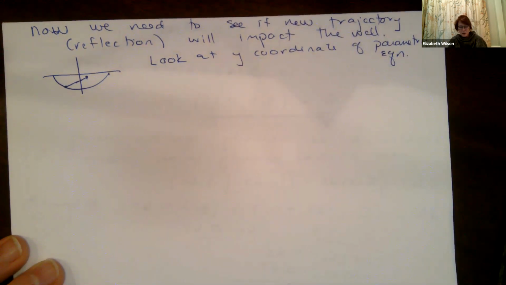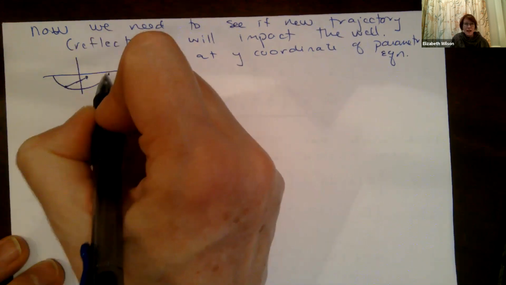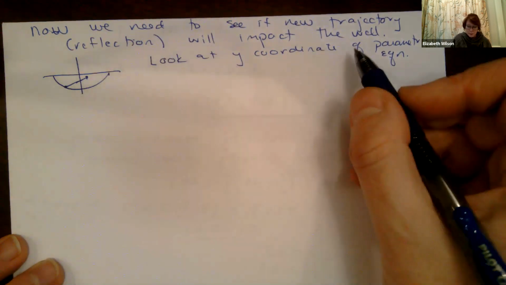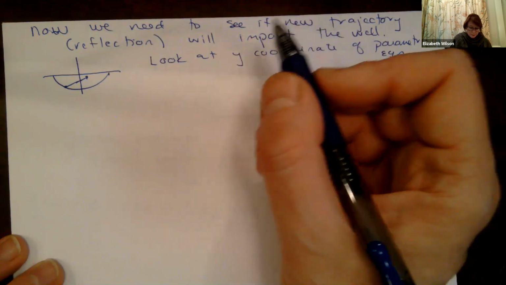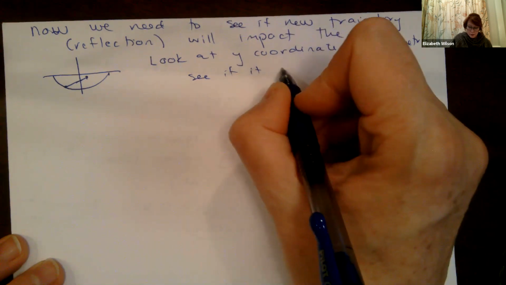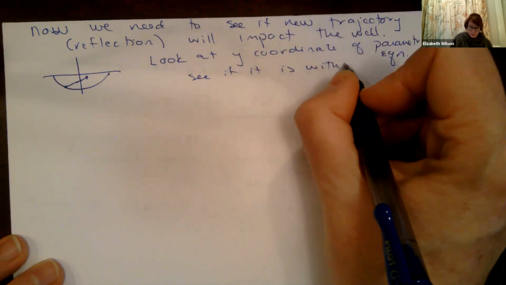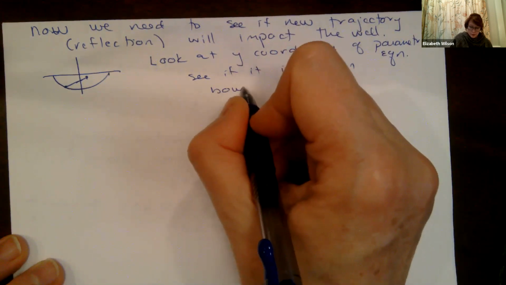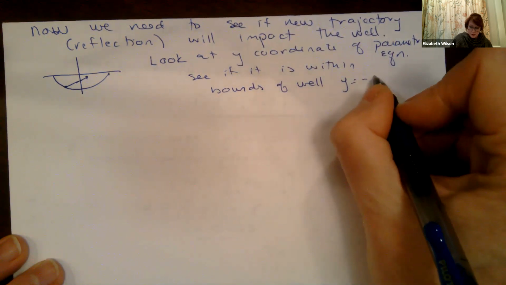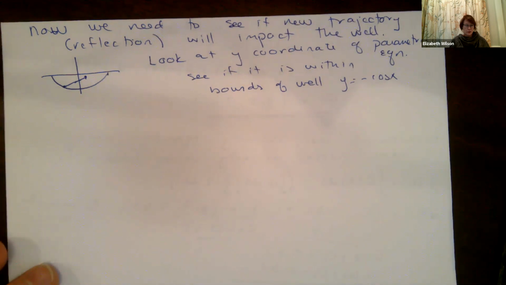Not the least of which because my cosine well is y equals cosine of x, right? So I'm going to look at the y according to my parameter, and I'm going to see if it is within the bounds of the well, which is y equals minus the cosine of x. Okay, so let's do that.